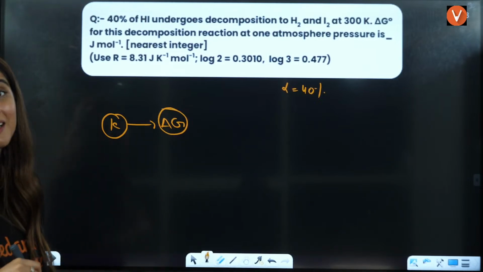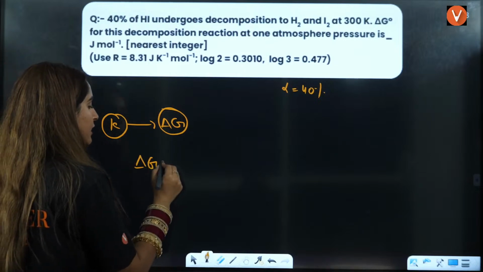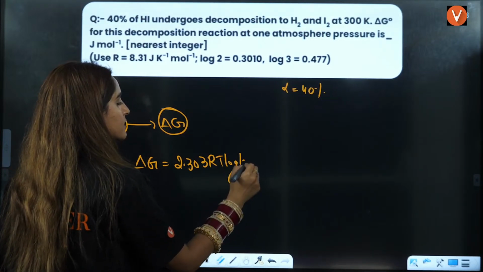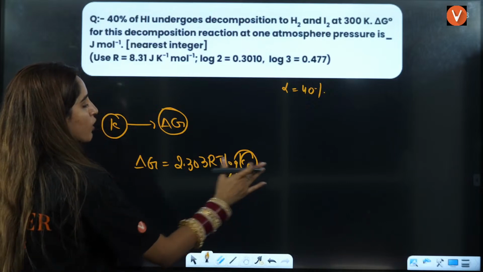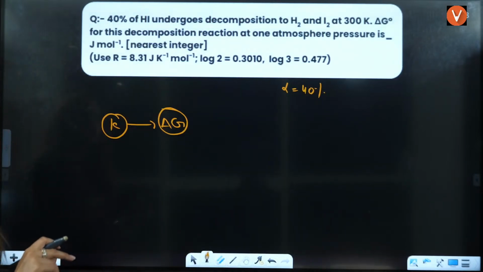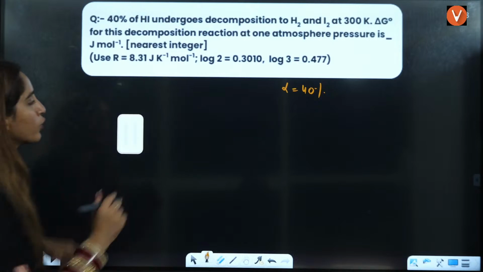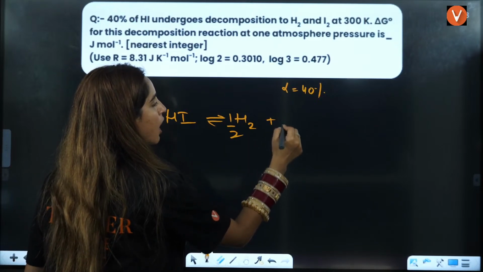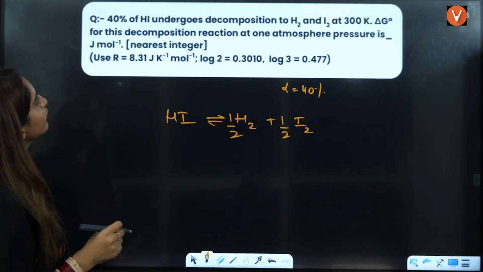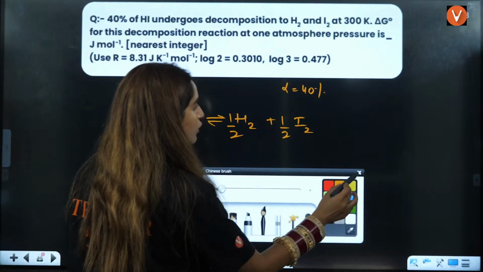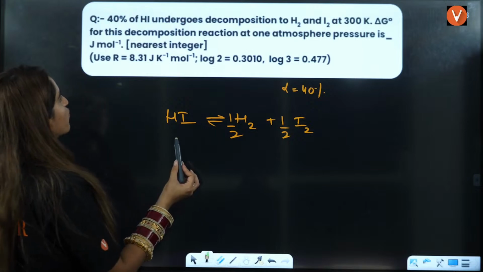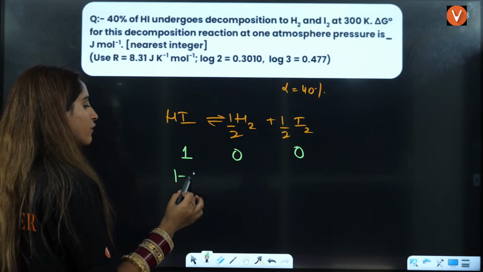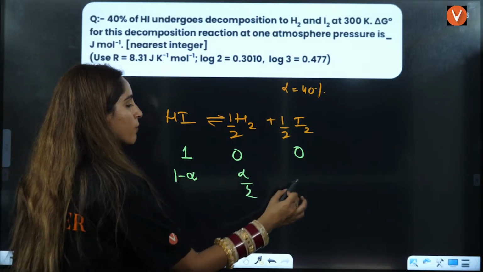Because there is a direct relation of delta G and K. Delta G is equal to 2.303 RT log of Kc. So you have to find the value of equilibrium constant, then you can easily find the value of delta G. How can you find the equilibrium constant? HI gives rise to half H2 plus half I2. If 40% of this undergoes decomposition, take initial as 1, and 0, 0. 1 minus alpha remains, alpha by 2 is formed, alpha by 2 is formed.